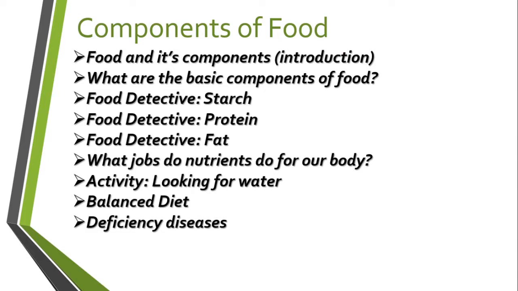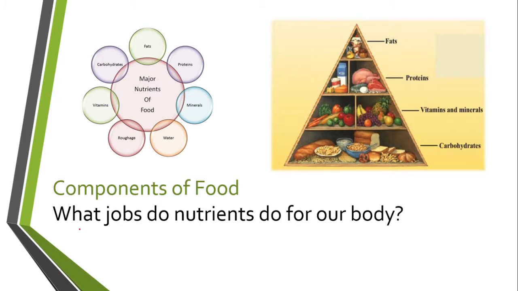So in the previous video we did food and its components, a small introduction, what are the basic components of food, and food detective of starch, protein and fat. And in this video we are going to do what jobs nutrients do for our body, activity looking for water, and a balanced diet and deficiency diseases. So let's begin with what jobs nutrients do for our body.